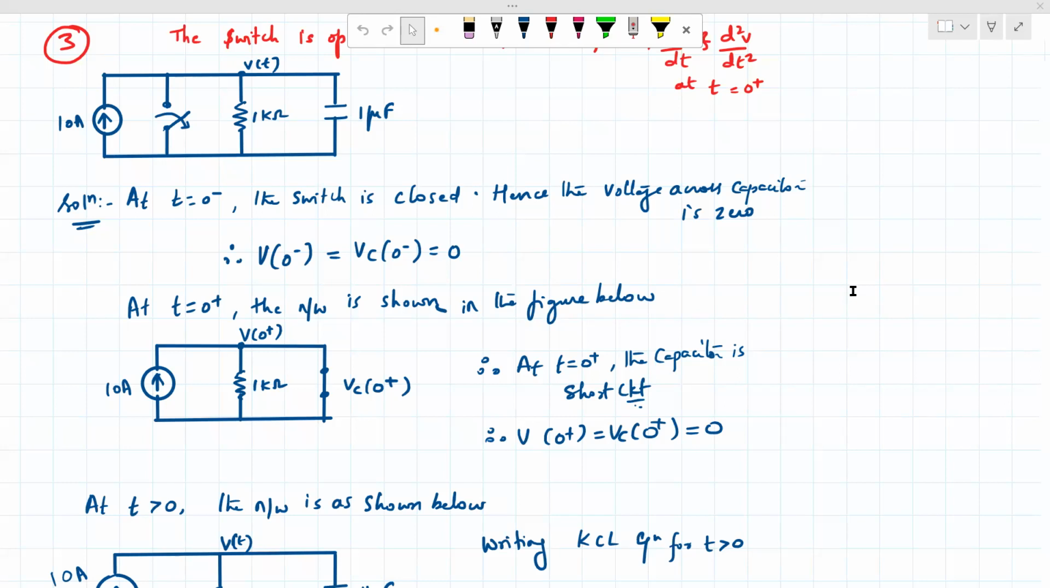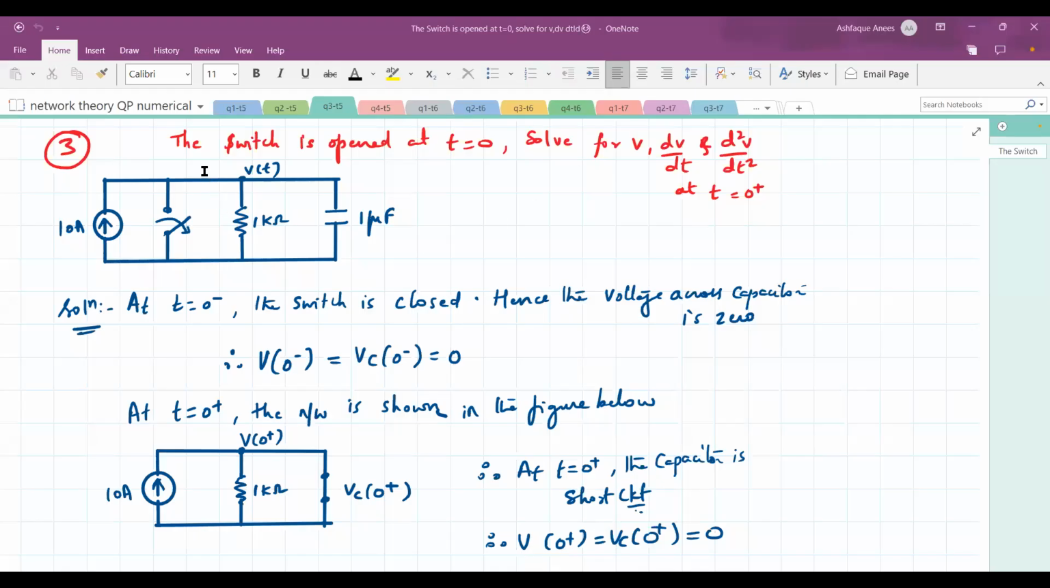We will move to the next numerical. This numerical also has been asked in the recent exam in 2023. There is a circuit given here. The switch is opened at t equal to 0. Solve for dv by dt and d square v by dt square at t equal to 0 plus.